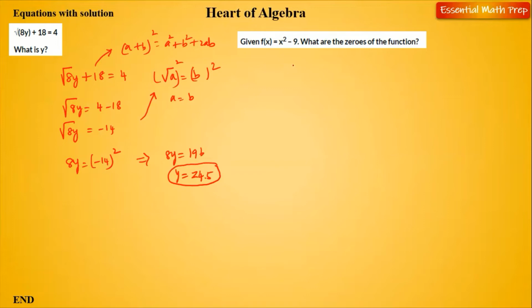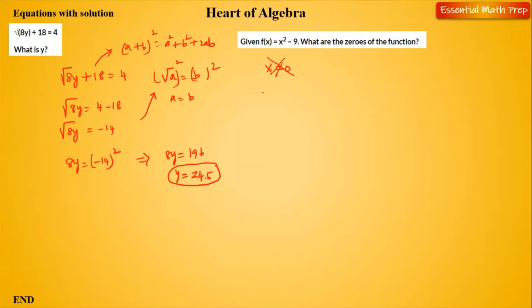Right? Got one more problem. Given f of x equals x squared minus 9, what are the zeros of the function? Well, it's a very, very simple problem. They're not saying x equals 0, they're saying the function is equal to 0. There's a difference. The question is not saying the variable is equal to 0. That's not what it's saying, okay?